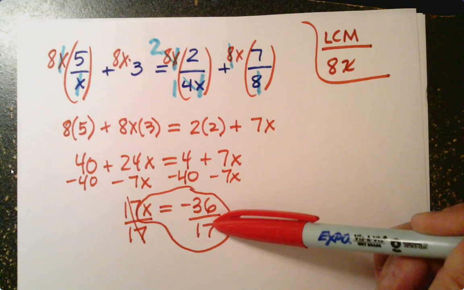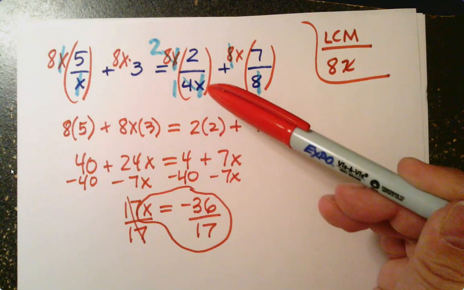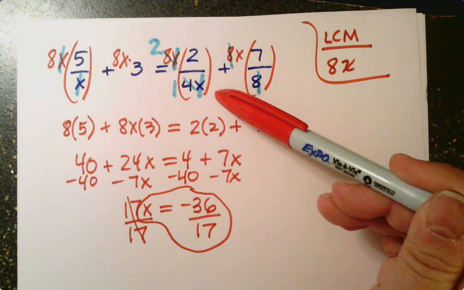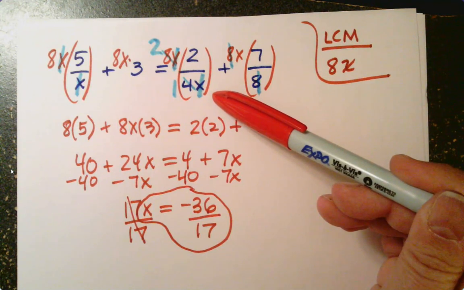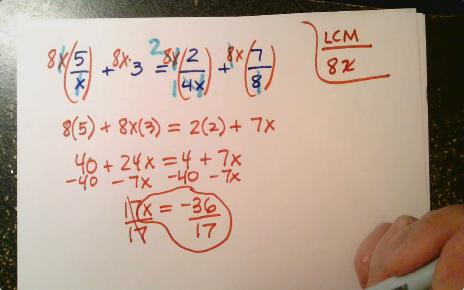The other alternative is you can wait till the end of the problem, get your x value, and then go back and plug it in and see if it makes any denominators equal to 0. If it does, you would throw it out and call it an extraneous solution. But in this case, it does not, so we're good.